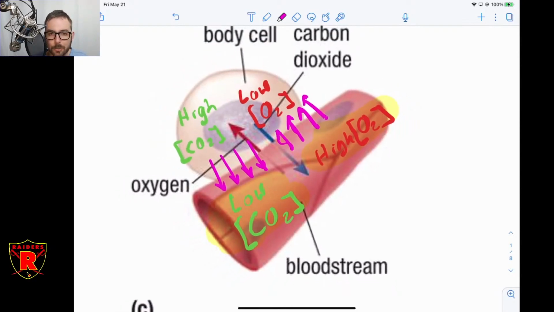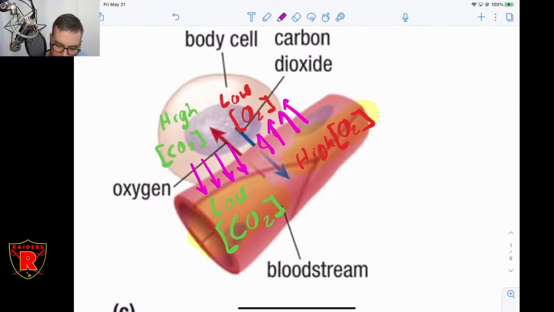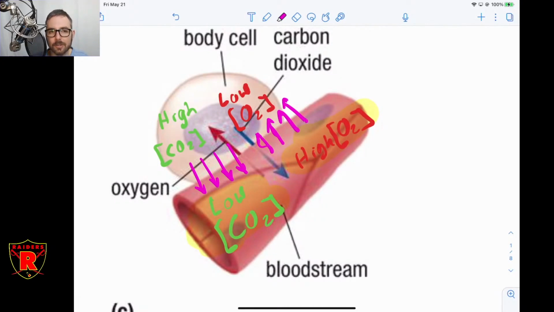You probably already knew that, but I just wanted to point that out. It's the opposite process happening at whatever cell. And these little tiny blood vessels that are feeding your cells, they're called capillaries, which we'll get into more detail when we talk about the circulatory system.